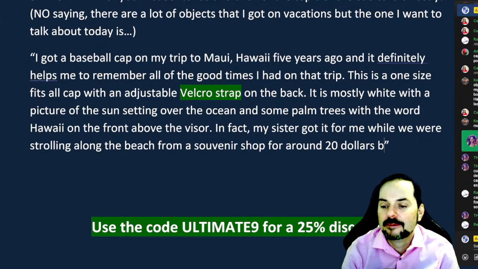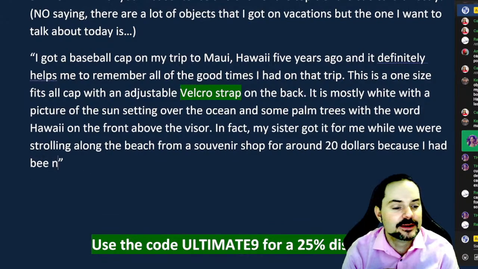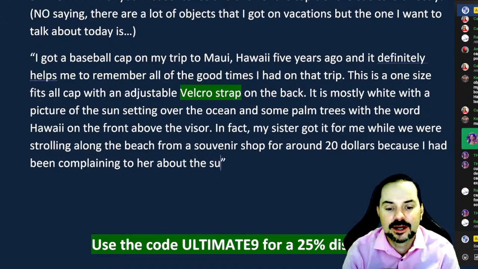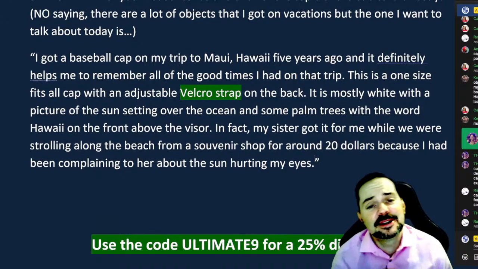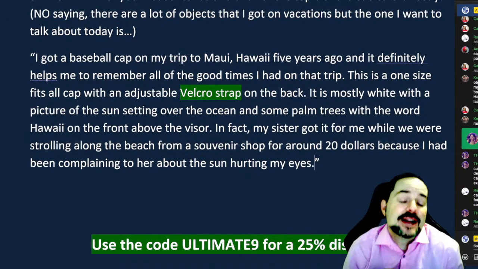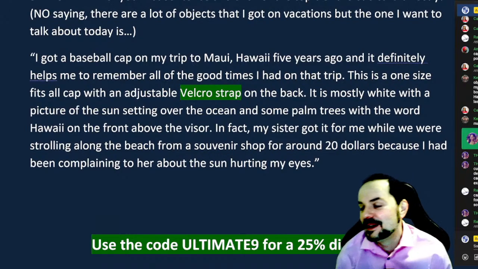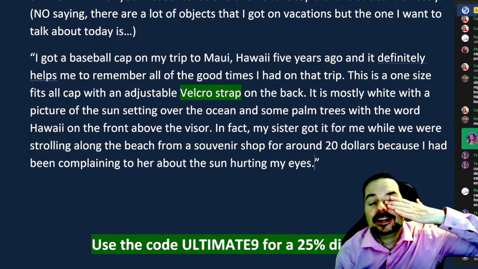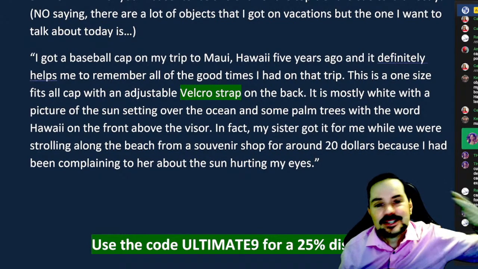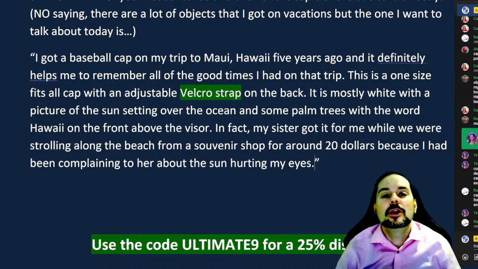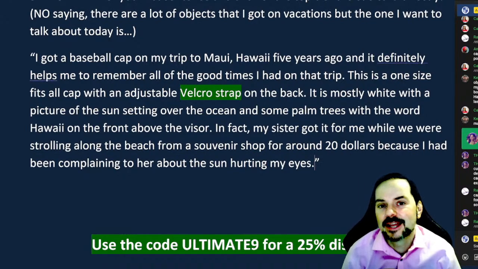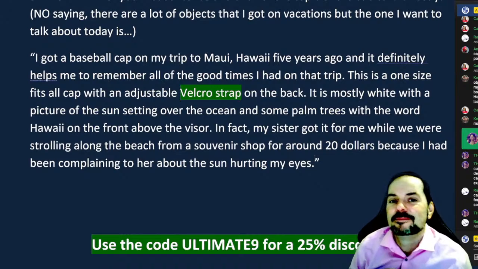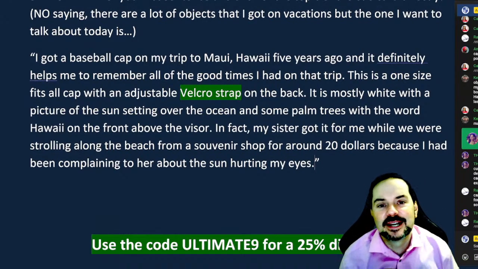$20 because I had been complaining to her about the sun hurting my eyes. Okay, so I visualized myself walking down the beach with my sister. I don't actually have a sister, I have two brothers, but we're just making this up, right? And I'm like, oh, my eyes are hurting. The sun is so strong. And then my imaginary sister says, oh, just a second, I'll get you something. And then she goes and buys this baseball cap, and here you go. And that'll protect you from the sun.